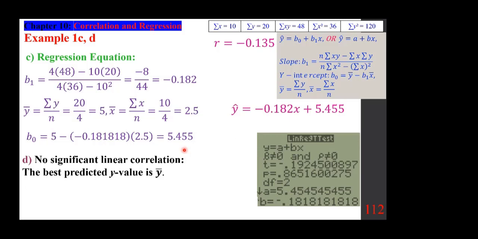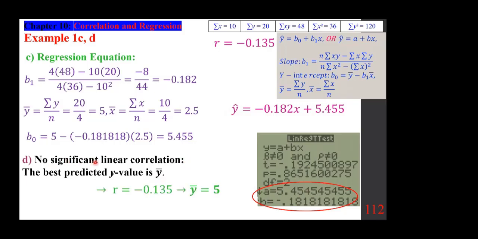So take a look at this. The calculator, when we ran the linear regression t-test, gave us the values of a and b, and this is what I mean. We go with a plus bx for the TI. We put it in. The next one is we want to calculate the best predicted value, and the best predicted value for any x is y bar when there is no correlation.